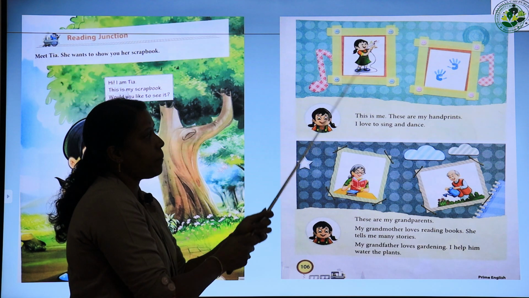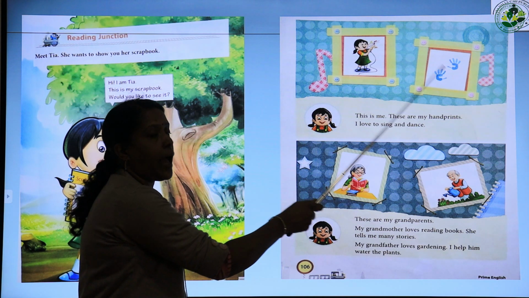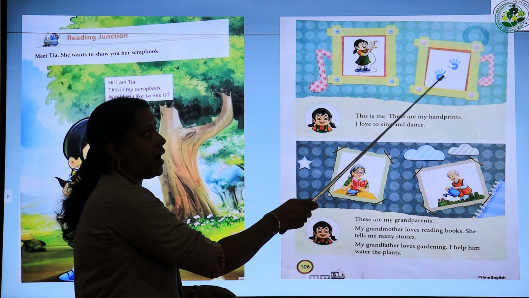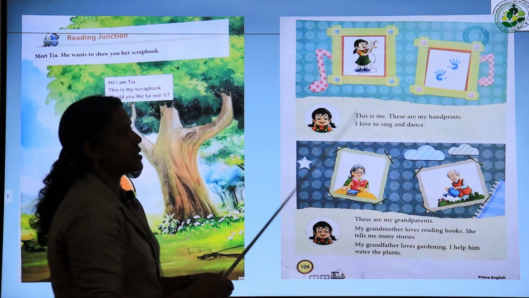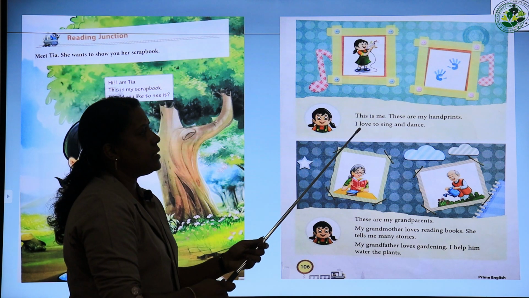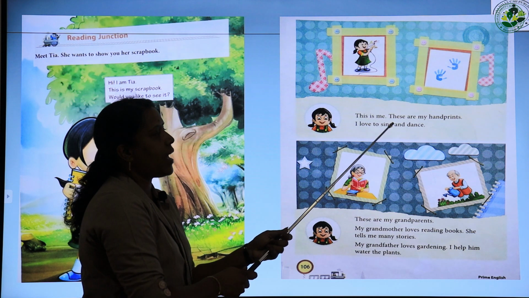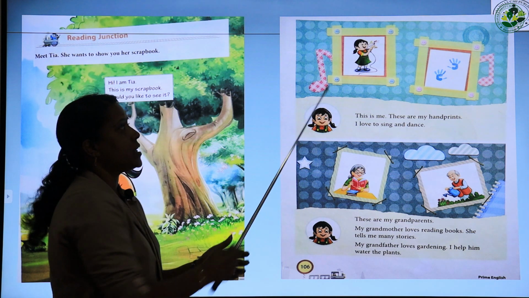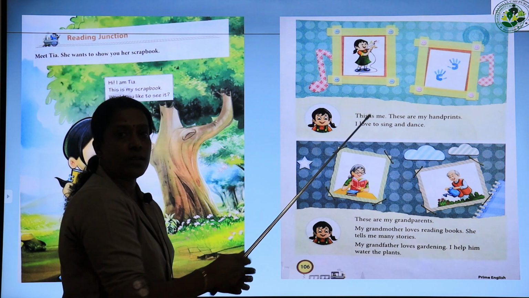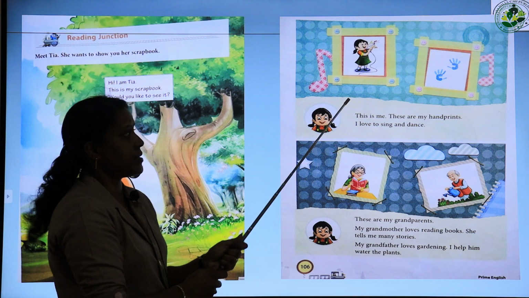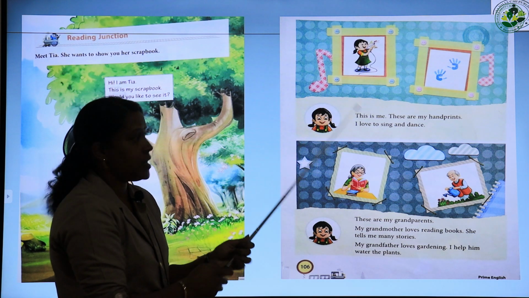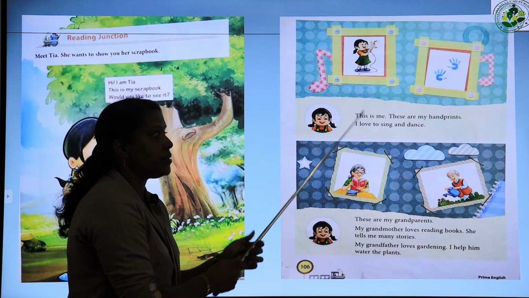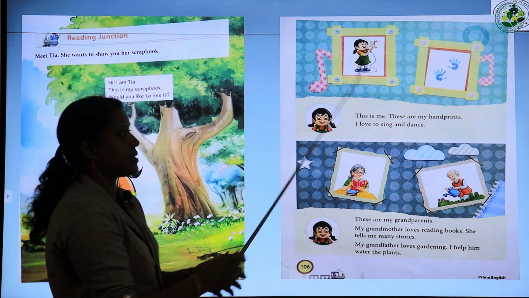This is me. These are my handprints. These are her handprints. I love to sing and dance. Tia loves to sing and dance. She's singing here, isn't it? She loves to sing and dance.